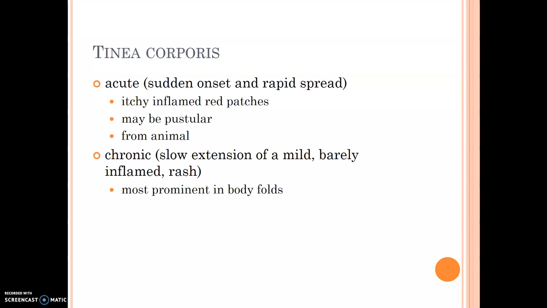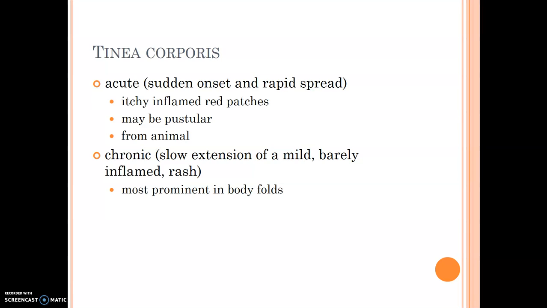So first is tinea corporis. This is among the common ones. Usually it is acute, can be sudden onset with rapid spread. The typical feature is it is itchy, inflamed red patches, sometimes can be pustular, and you can get it from animals. It can also be a chronic tinea corporis infection in which you have slow extension of a mild, barely inflamed rash.